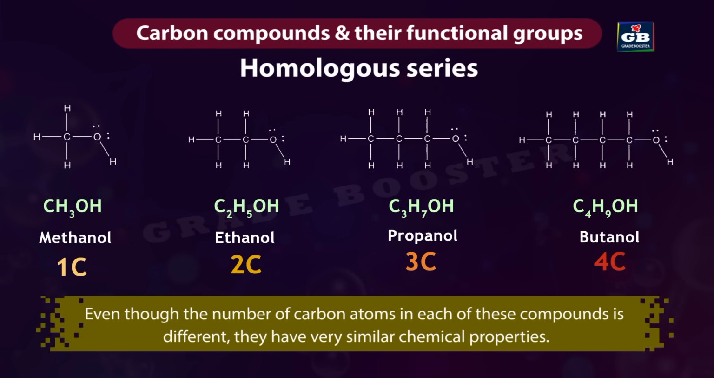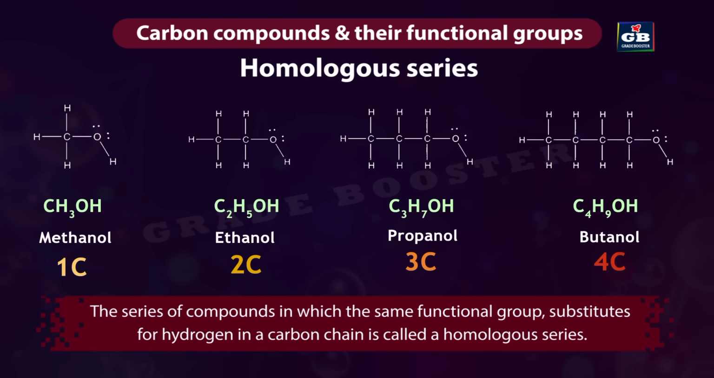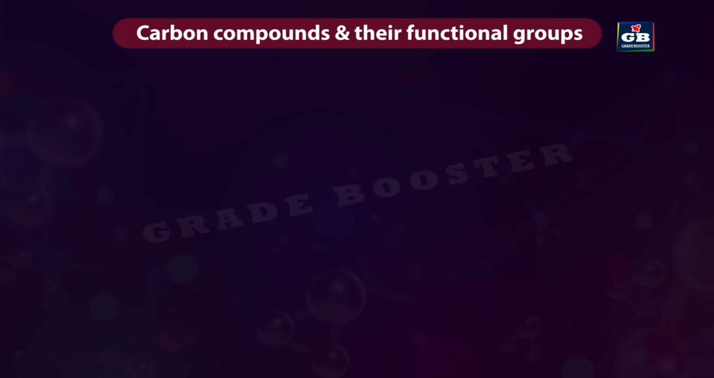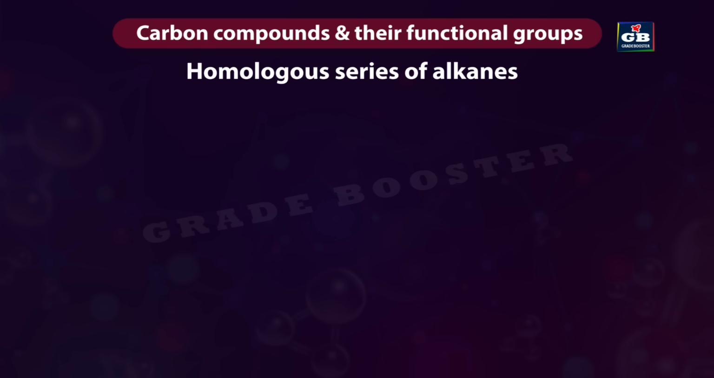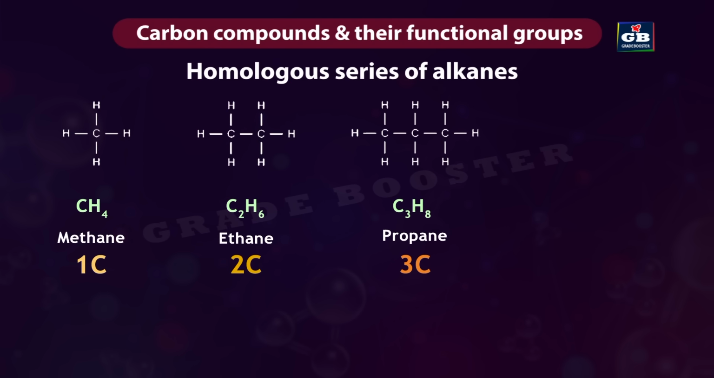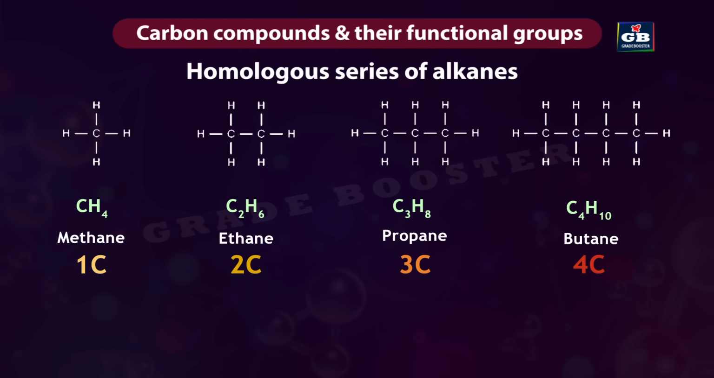Even though the number of carbon atoms in each of these compounds is different, they have very similar chemical properties. Such series of compounds are called homologous series. The series of compounds in which the same functional group substitutes for hydrogen in a carbon chain is called a homologous series. Let us see the homologous series of alkanes: methane, ethane, propane, butane.